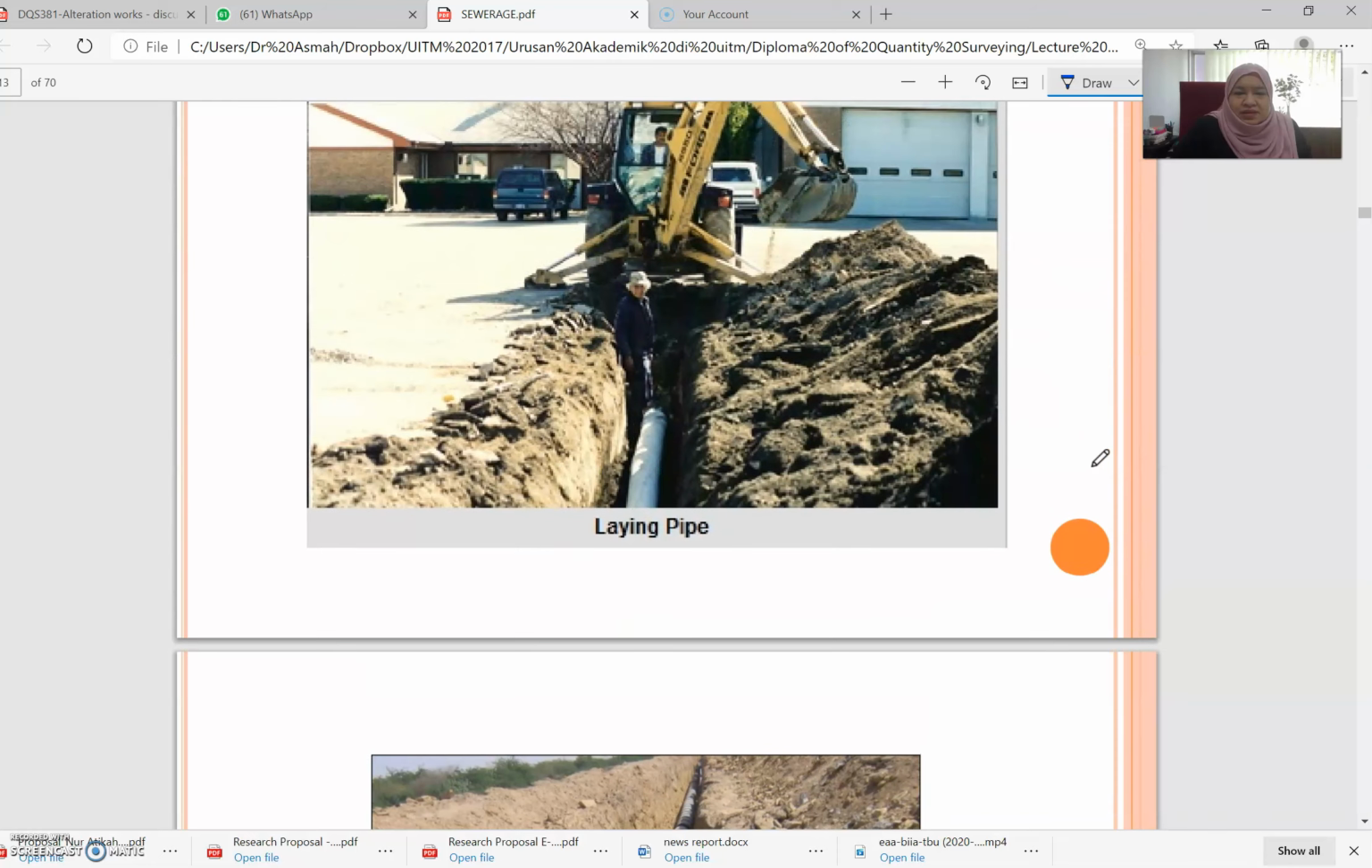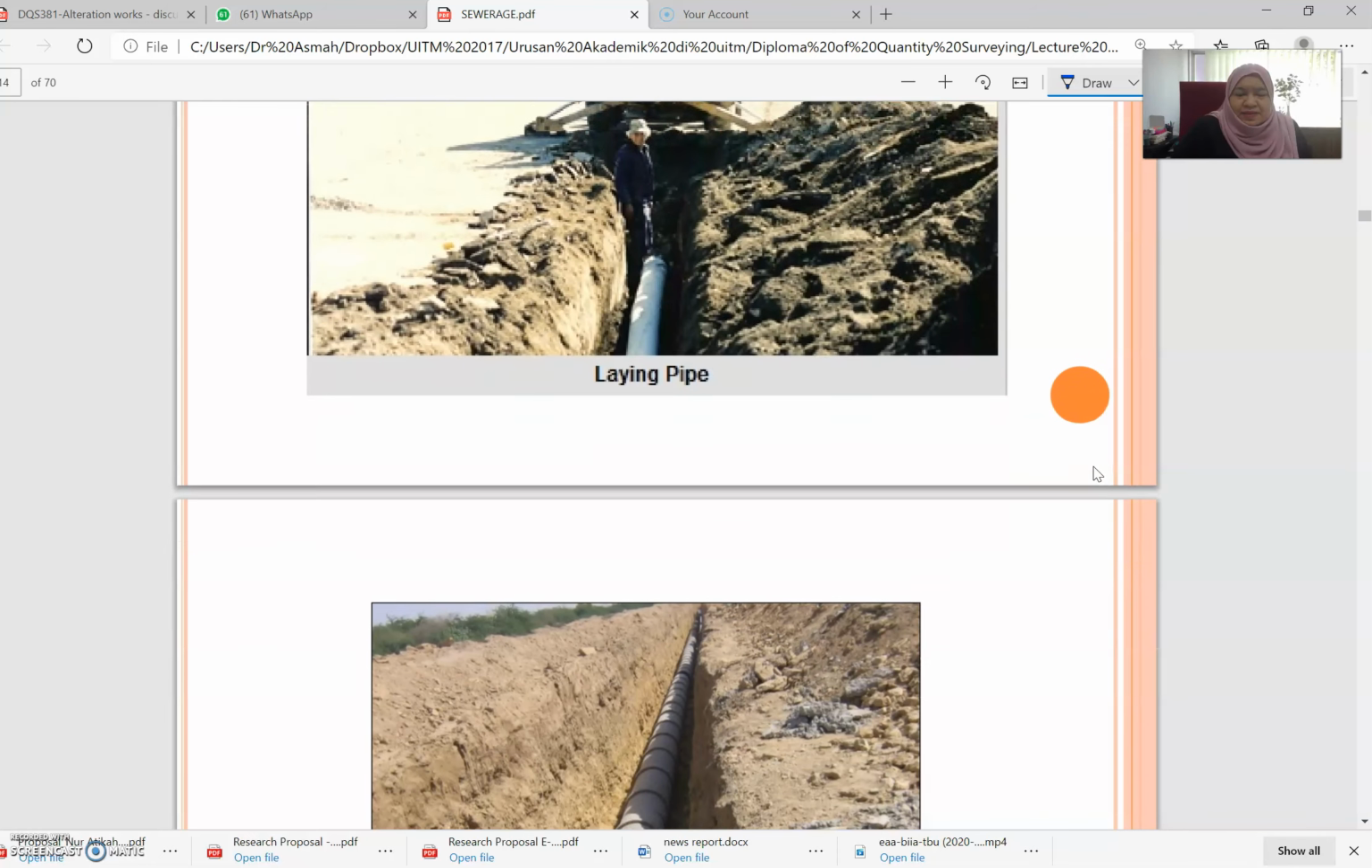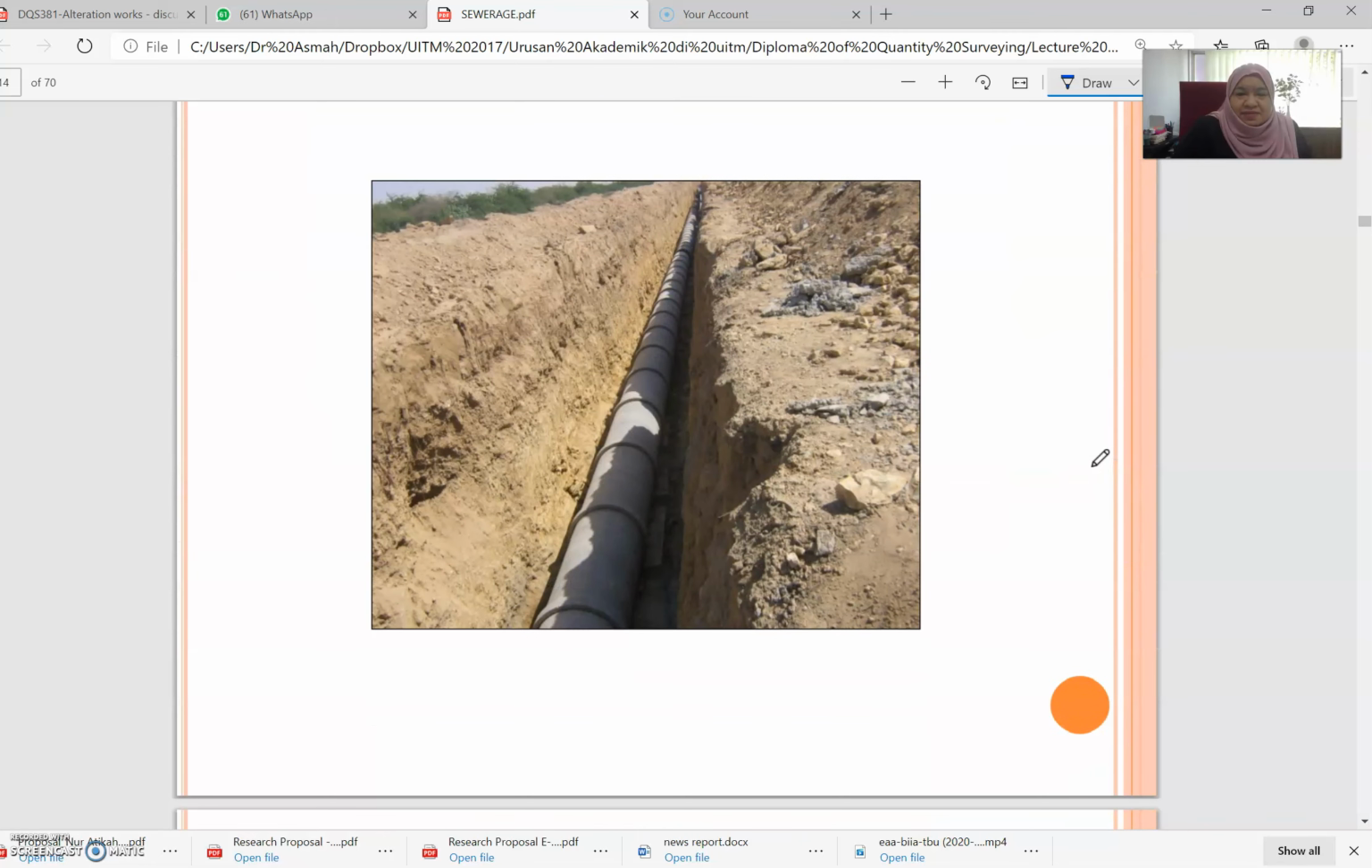This is an example of laying of pipes. This is how the pipes are being laid in your excavation area. So this is your excavation area, the width and the depth, and this is the pipe.